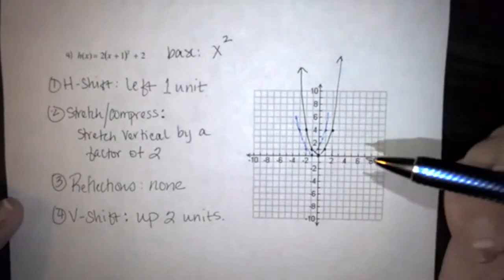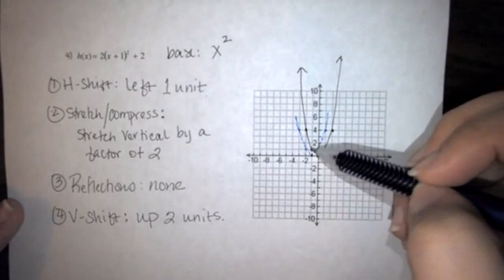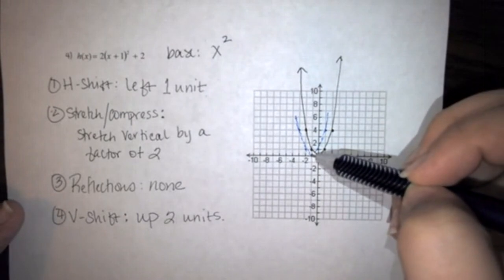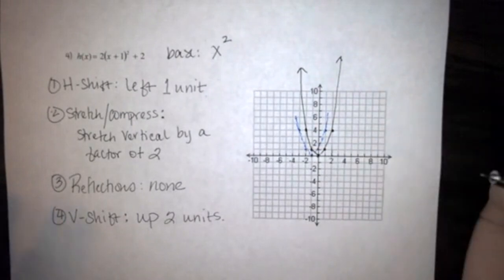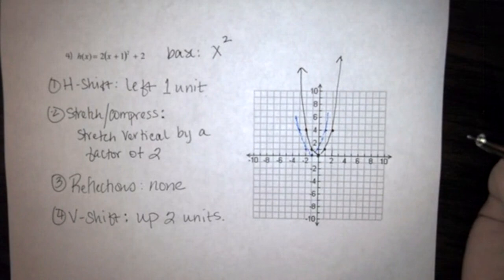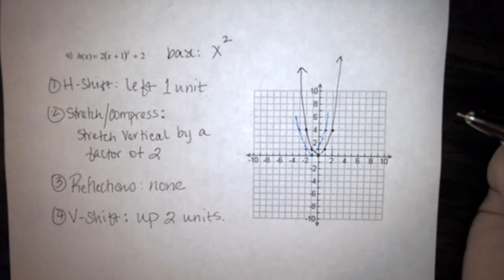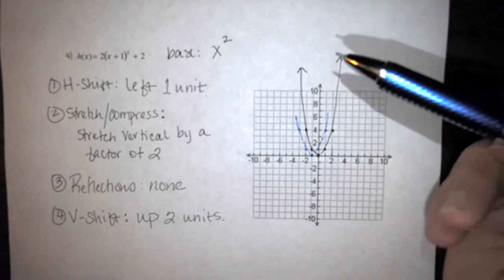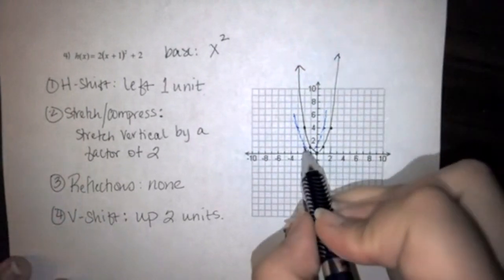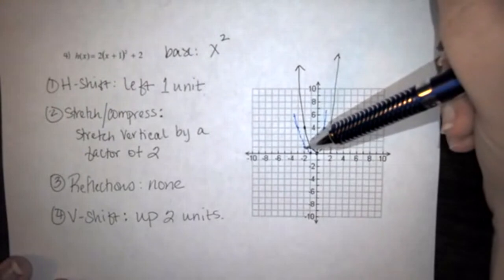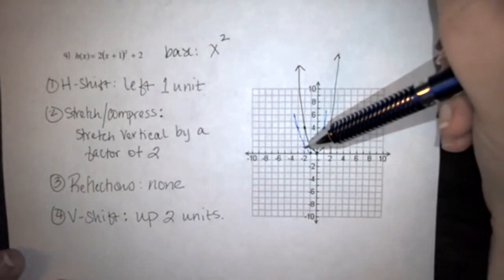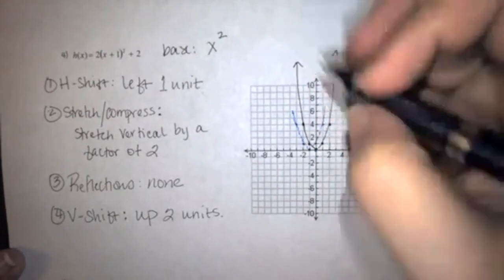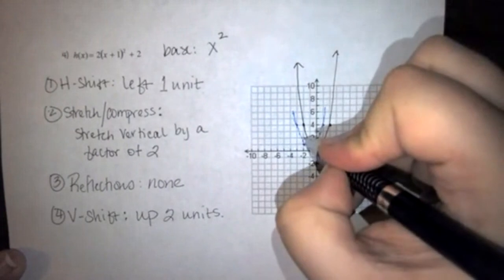So stretching it says that I'm going to take this first point, and nothing happens. But when I look at the second point, we're going to start to make some changes here. If we look at this point here, it is at y equals 1. Well, we need to multiply that by 2. So instead of it being at 1, it's going to come up here to 2.